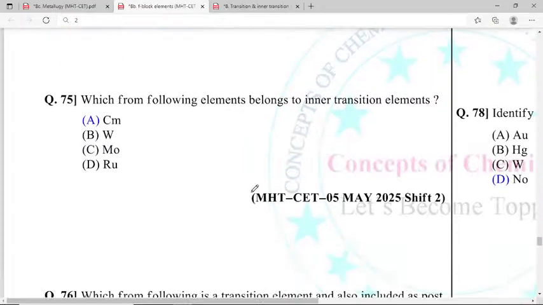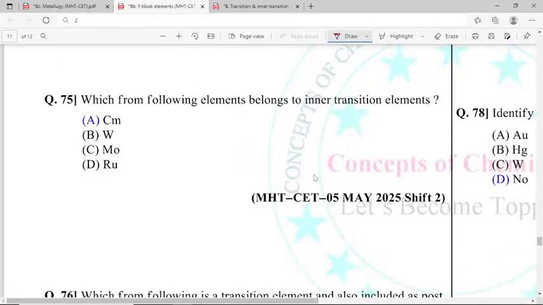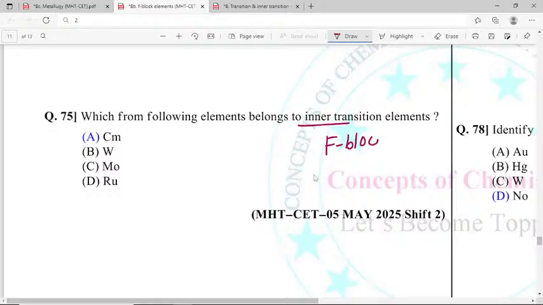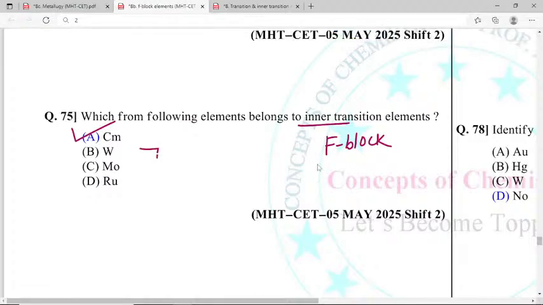Which of the following elements belongs to the inner transition elements, the F block elements? Cm, curium is your answer, and all the remaining are D block elements.